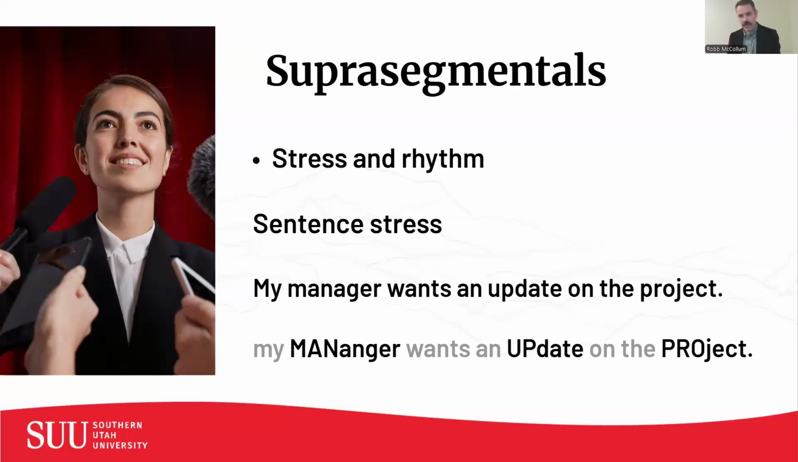Every word is given equal stress, and so an English speaker's brain has to work much harder to figure out which of those words mattered, which of those words need to be focused on. And so instead, the rhythm of English usually is, my manager wants an update on the project. And if we were to go back and analyze that sentence, we'd hear that manager, update, and project are spoken very clearly. The other words are spoken more quietly and quickly. My manager wants an update on the project.